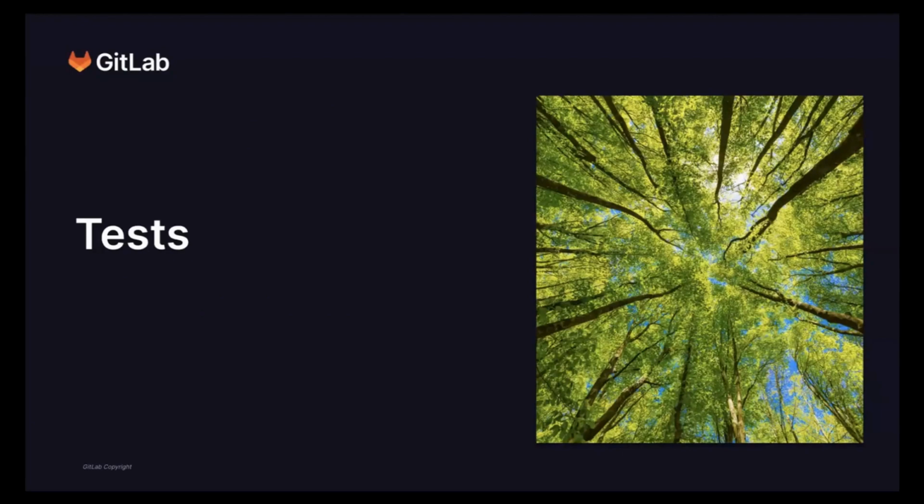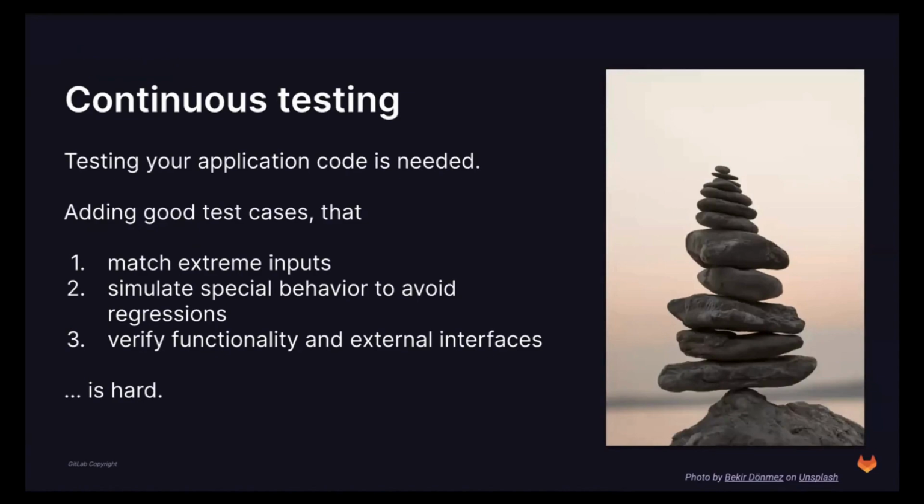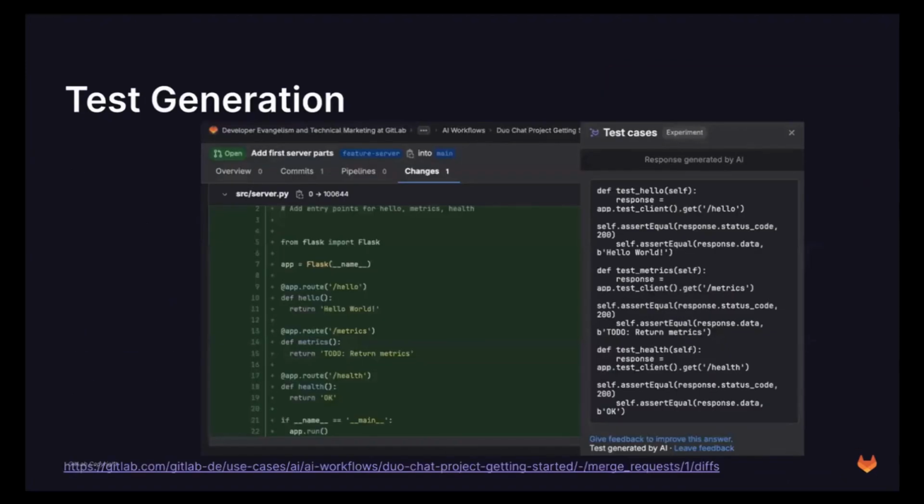Then there's the thing with tests. And I'm honest, I don't like writing tests. But it's needed. So testing application code, adding good test cases, like special inputs, the extreme inputs that break everything, like -1 or provoking a division by 0 or specific other things. Simulate something that causes a regression or maybe even avoid it. And also verify the functionality and external interfaces. And verifying that is super hard in my experience, especially in distributed environments, microservices, and everything else. So it would be awesome if we could just generate tests for specific code snippets.